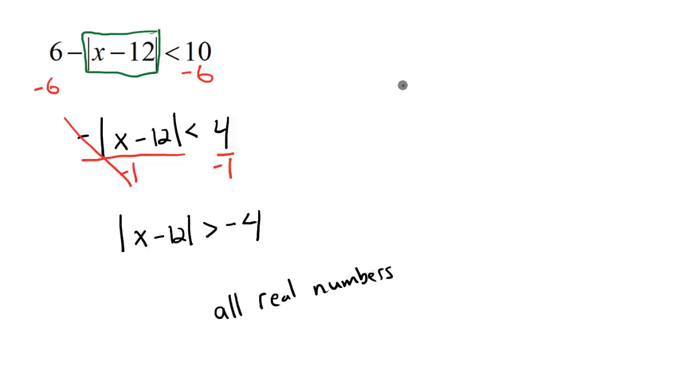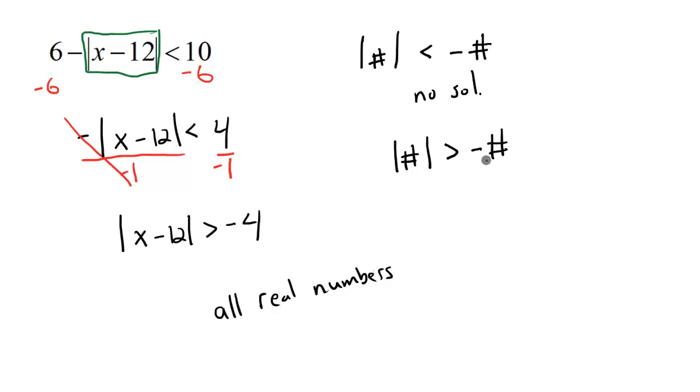So to basically sum all this up, whenever we have the absolute value of any number, I won't say x, I'll just do the number sign. So the absolute value of any expression, and if it's going to be less than a negative number, okay, this is no solution. But if we take the absolute value of a number or expression, and it's greater than a negative number, then we're going to say all real numbers.